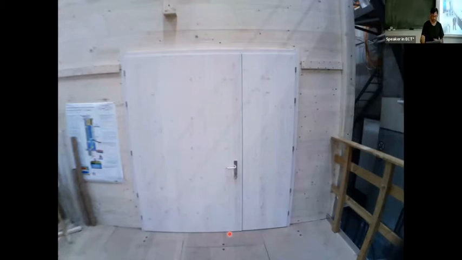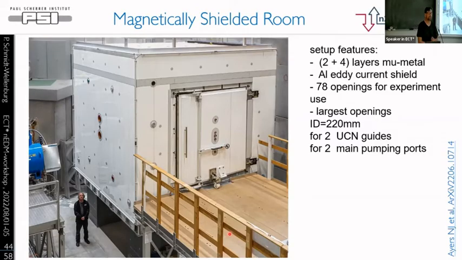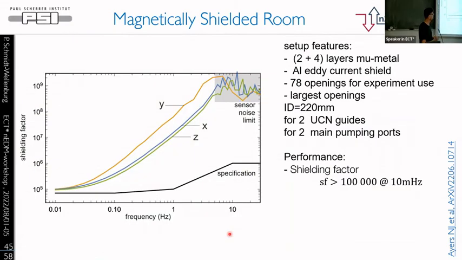So let's look at the shielded room. Essentially, it's a 2 + 4 layer magnetic shield. So we have an outer room, which has 2 layers. Then we have a large in-between space where we can have electronics and things like that. And then we have an inner room with 4 layers to accomplish the shielding factor, which should be something like 100,000. We measured that once it was set up. All of them axes, so it's X, Y, Z.